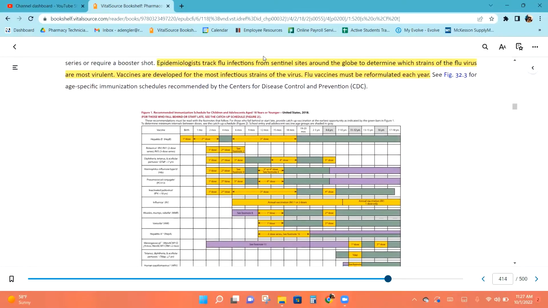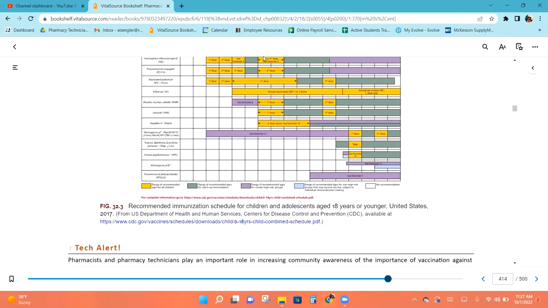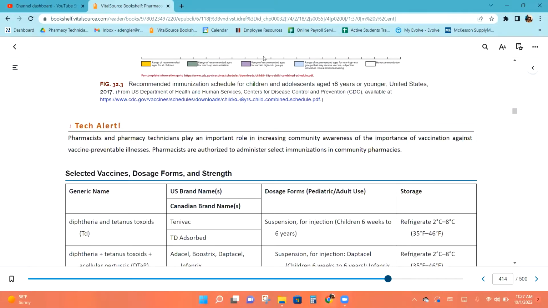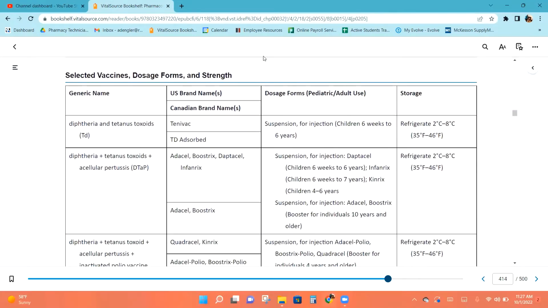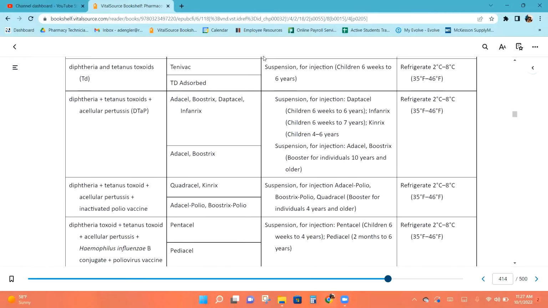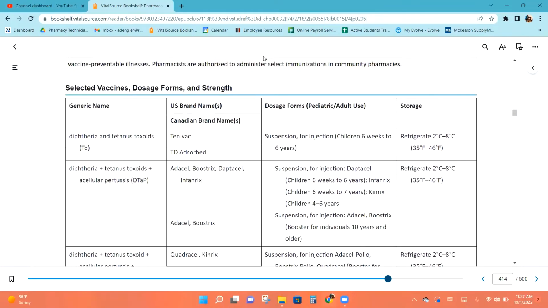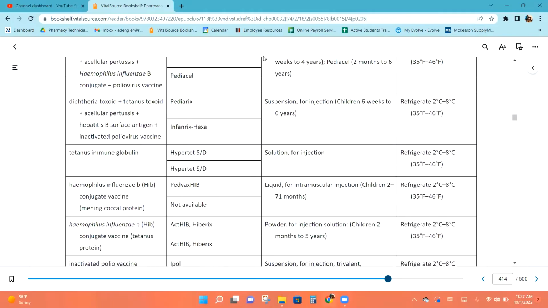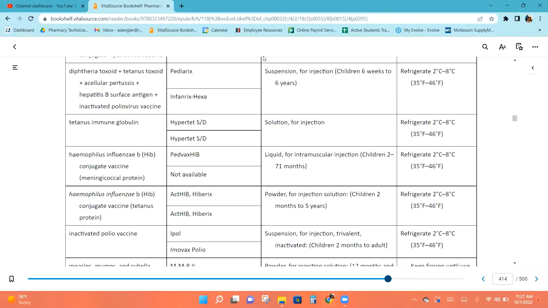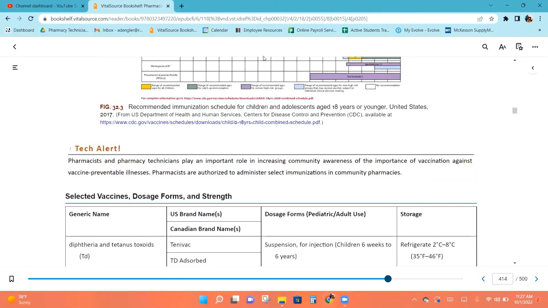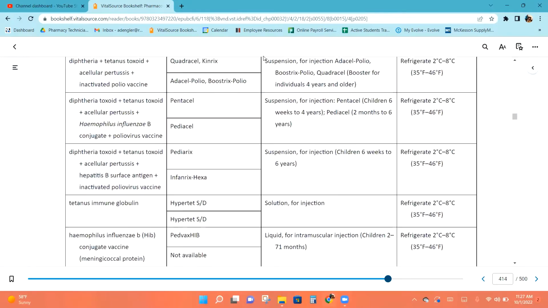Figure 32.3 shows age-specific immunization schedules as recommended by the CDC. This table shows selected vaccines, dosage forms, and strengths. We also have the storage information on the side as well. So there are a lot of vaccines out there, a lot of which are a little harder to say than most drug names. We'll go through some of them though.